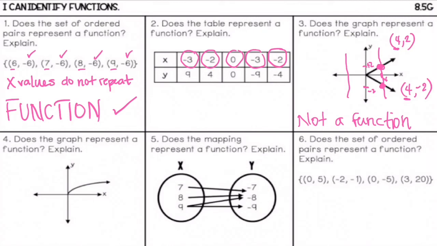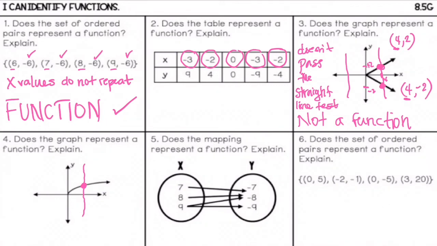Okay, let's look at the graph on number 4. Does this graph represent a function? Again, I'm going to make my straight line. And I'm going to highlight where it crosses the graph line. And I want you to tell me, is this a function? Let's look at another one.